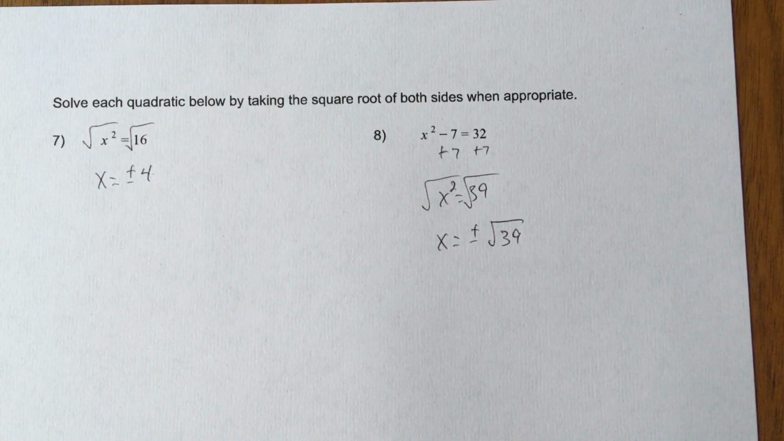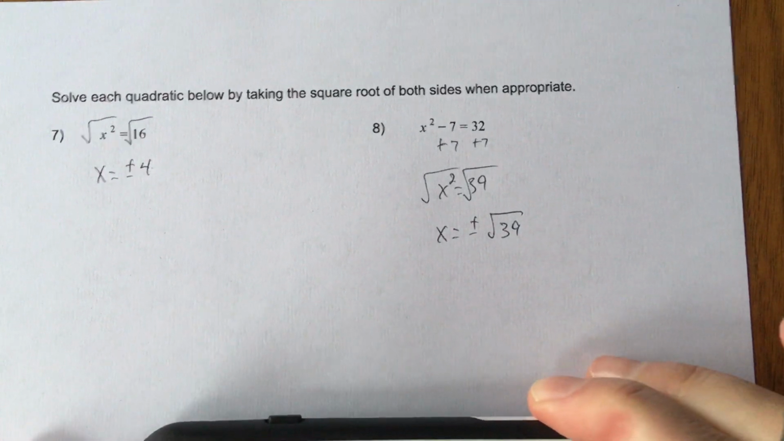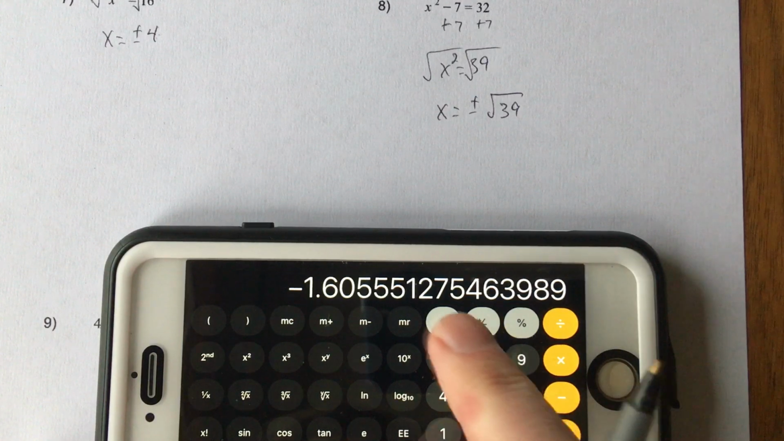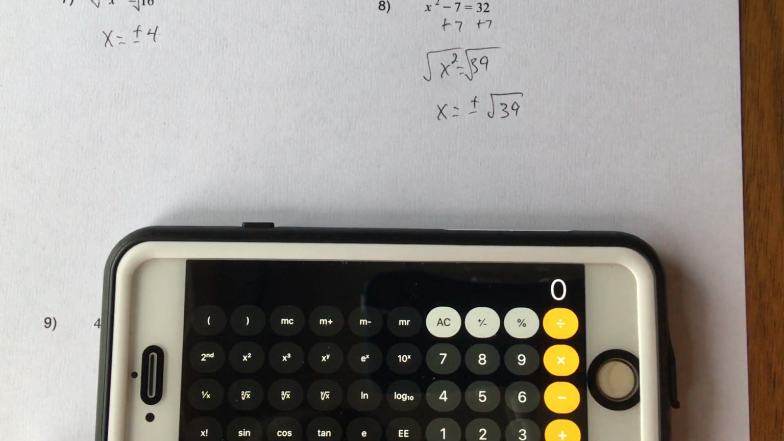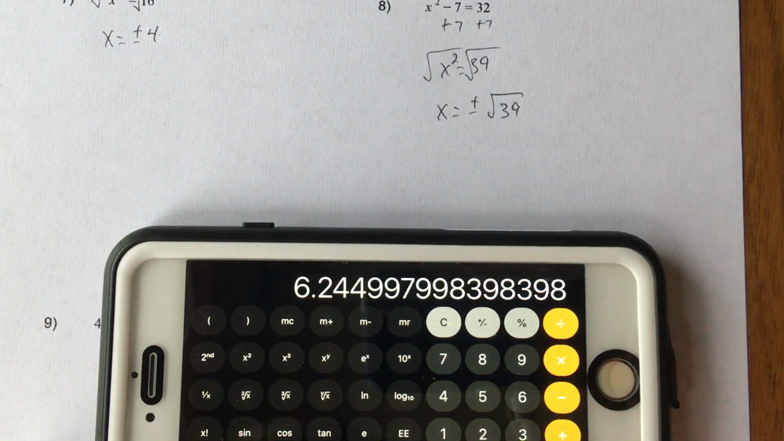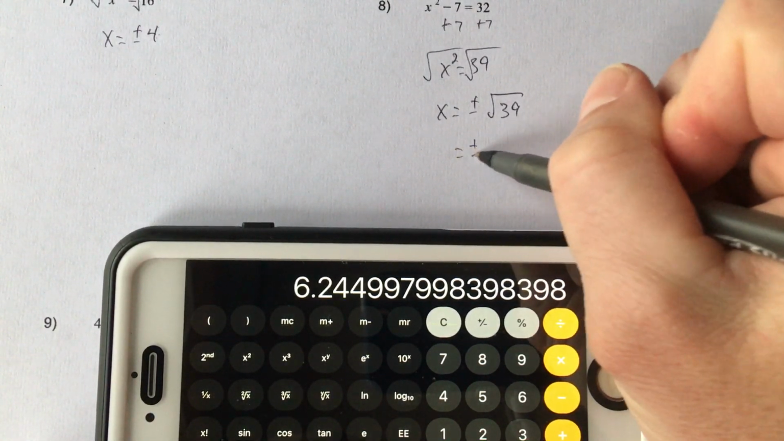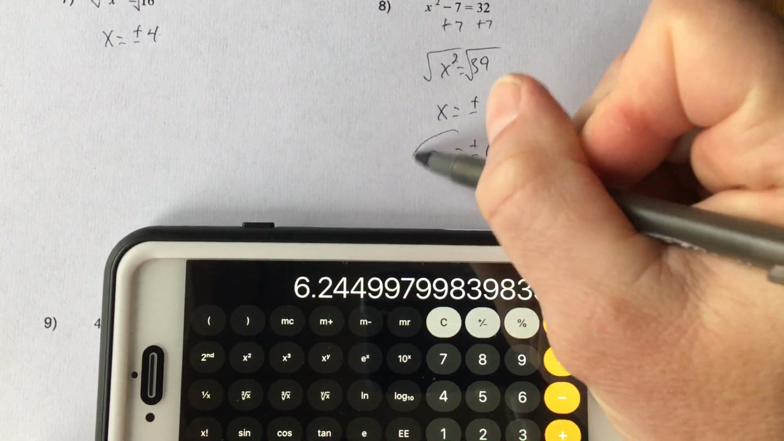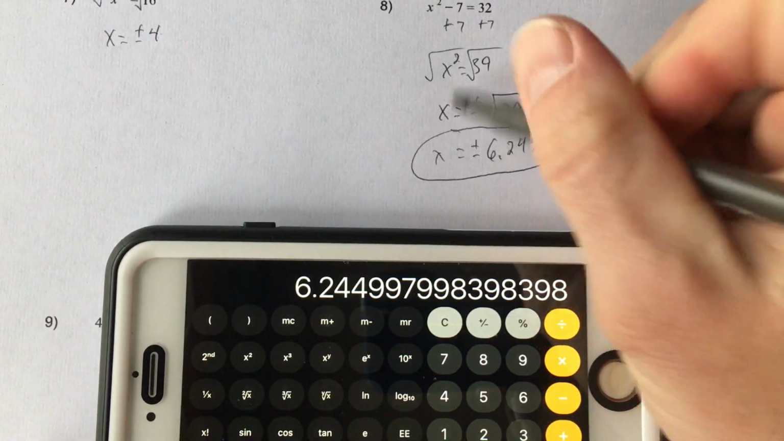It will just kind of depend on what you see as far as the multiple choice goes. If it is a decimal, then again, what you do is take your calculator, go square root of 39, or if you're using your phone, 39, and then hit that square root button, and we should get positive or negative 6.245. All right, and then that's our answer for that one.